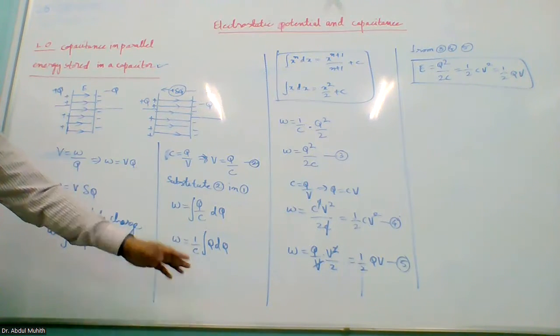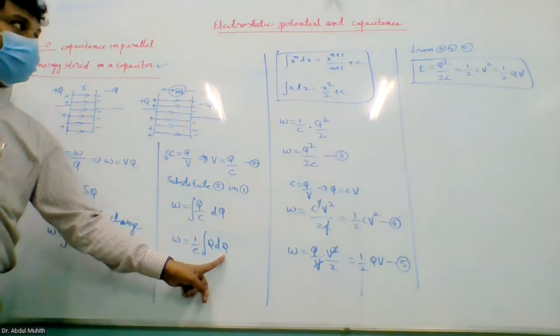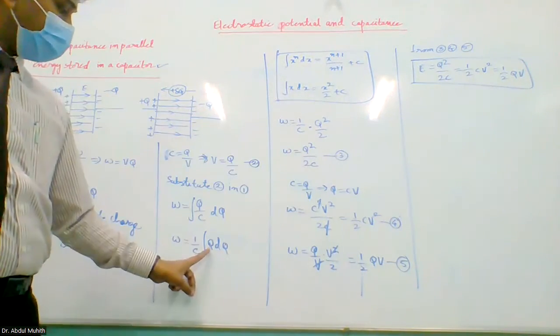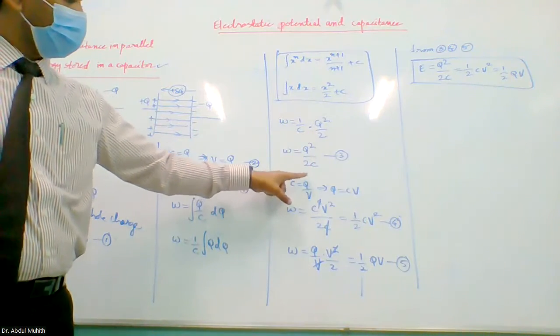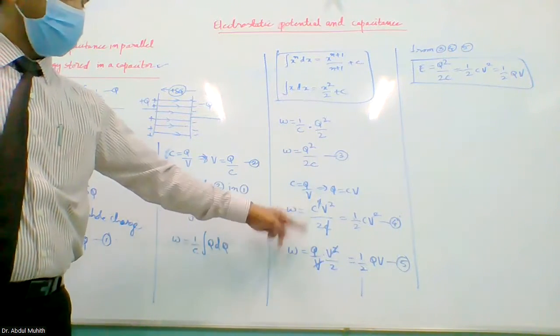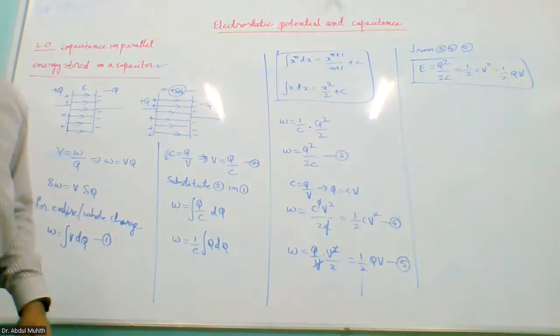Take 1 by C constant outside. q is a variable with respect to dq. Now we have W is equal to 1 by C into q square by 2, since the integral of x is x square by 2. We are applying that here, and we got this. Now substitute this C value here. It is just a modification, only substitution, to get three different formulas. So these are the three formulas for energy stored in a capacitor.